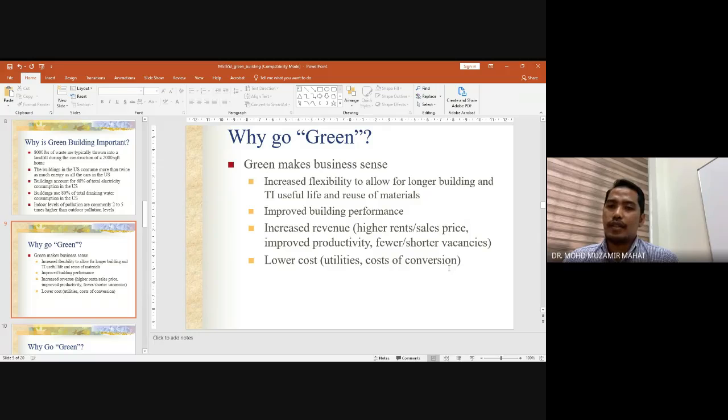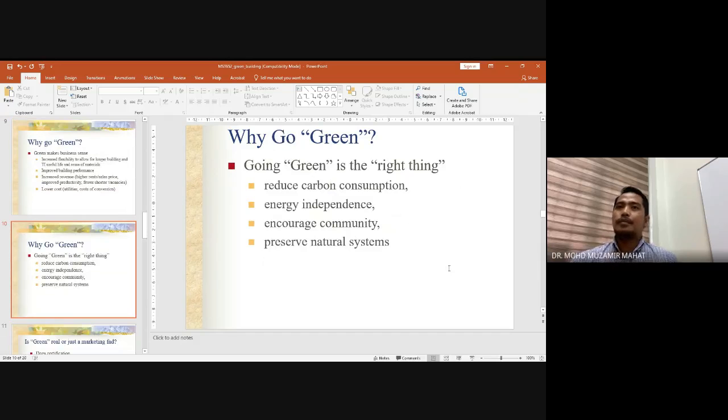In here, this corresponds to the quality of life that we are living. So maybe it also can offer lower costs in terms of utilities and cost of conversion. The revenue, the value of rents of the houses, and the sale price can be increased. It depends on the value in the market, definitely, but also the way we manage things of the building.